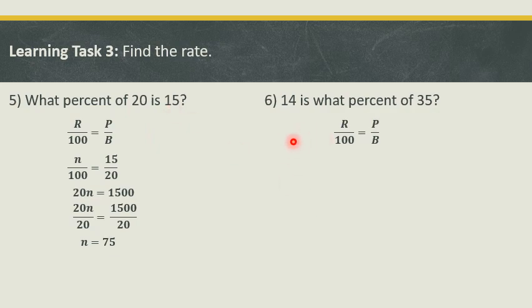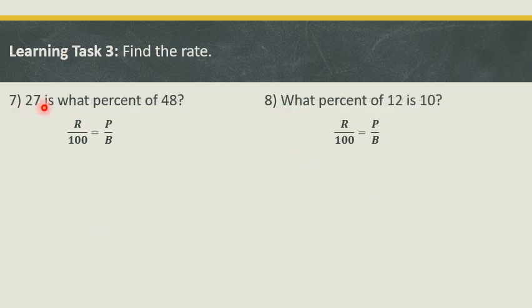Then, for number 6, 14 is what percent of 35? 14 is, ito yung percentage natin. Of 35, ito yung base natin. Then, cross multiply, magiging 35N equals 1,400. Divide both sides by 35. 1,400 divided by 35 is 40. So, 40% of 35 is 14.